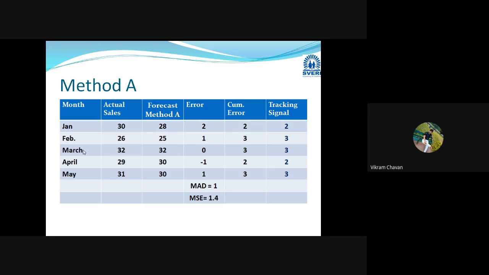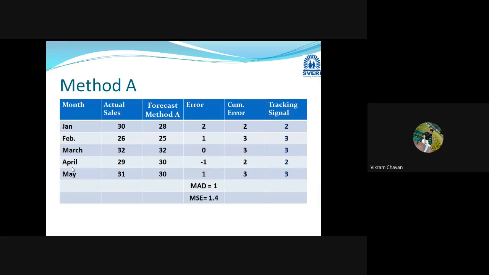Then for the March month, actual sales was 32 units and forecasted sale was 32 units. So 32 minus 32 will get 0. Okay, so the error is 0. Now cumulative error: 3 plus 0, so it will be equal to 3.